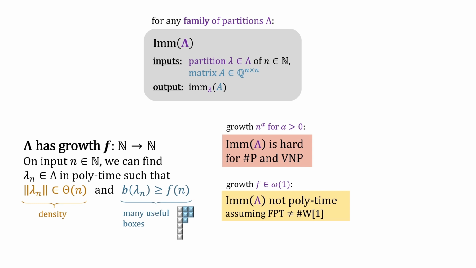Fortunately, however, we can still talk about such classes using parameterized complexity. Assuming that FPT is not equal to #W[1], we show that any family with unbounded growth induces an immanent that is not in P. The growth here may be arbitrarily slow, in particular sub-polynomial.